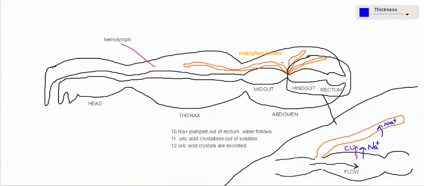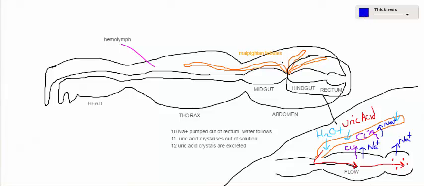So let's look at it with some arrows. So sodium pumped out, chlorine follows. Sodium pumped into the malpighian tubule, chlorine follows. Water flows in, containing the solutes of water plus uric acid. Let's get that written down so that's really clear. And this forms a circulation with the uric acid back into the hindgut.